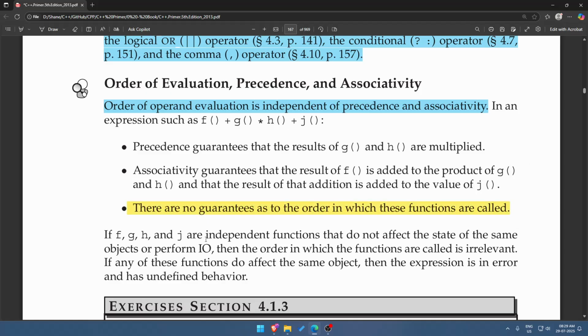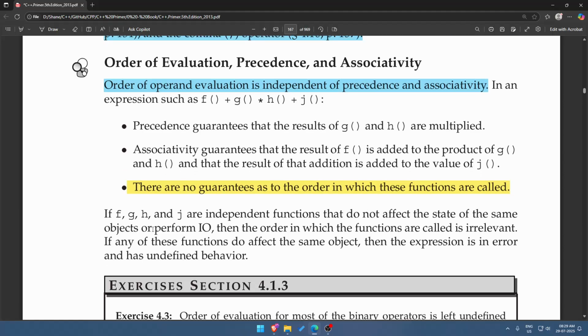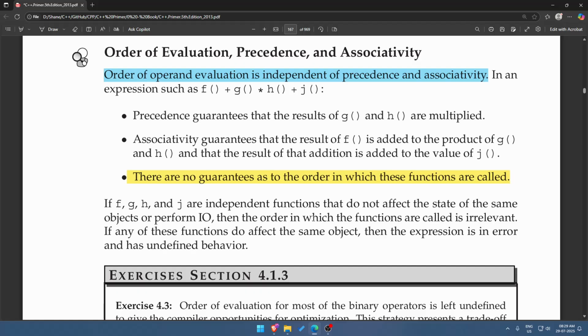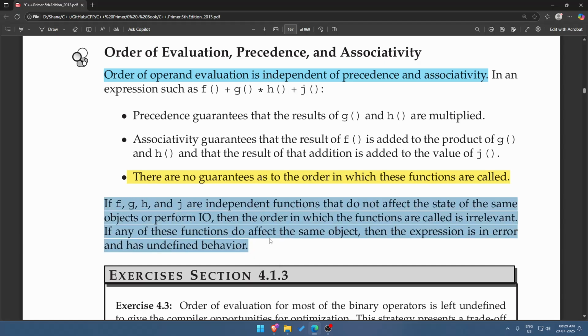If f, g, h are independent functions that do not affect the state of the same object or perform I/O, then the order in which the functions are called is irrelevant. If any of these functions do affect the same object, then the expression is an error and has undefined behavior.